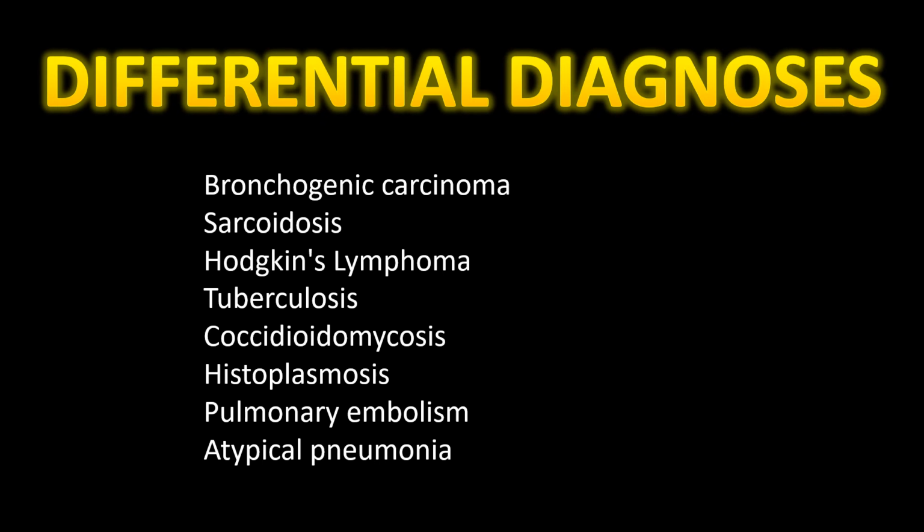So some possible differential diagnoses to consider given the radiographic finding that we just saw, which was unilateral enlargement of the mediastinum. And some of these would include, not limited to, bronchogenic carcinoma, sarcoidosis, Hodgkin's lymphoma, tuberculosis, coccidioidomycosis, histoplasmosis, pulmonary embolism, or some type of atypical pneumonia. And this patient ended up having confirmed Hodgkin's lymphoma.